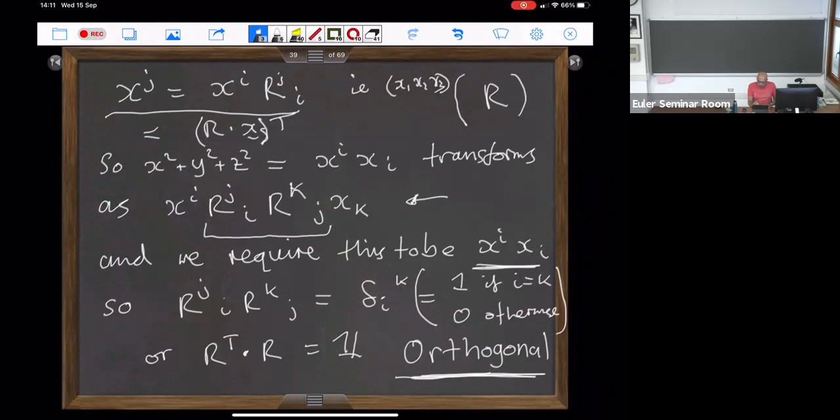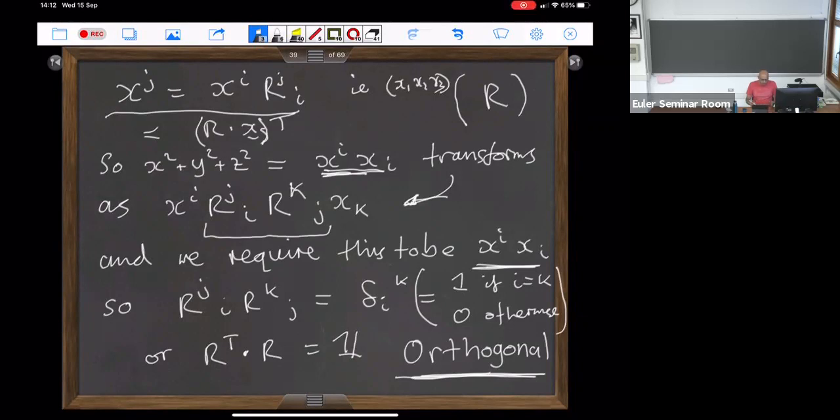So we're requiring that our expression, which is just the sum of the squares, but now we're thinking of it as the dot product between these two vectors, is invariant under the transformation. So we compute its transformation once we act with R, it transforms into this quantity here. And that we can interpret as the row vector X times R transposed times R times the column vector. So in order for this quantity to equal the thing we started with, R transposed times R has to be the identity matrix.